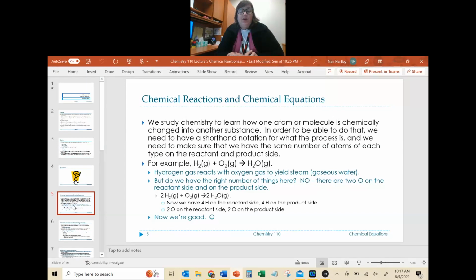So for example, we have H2 gas plus O2 gas going to H2O gas. Hydrogen gas reacts with oxygen gas to yield steam, gaseous water. But do we have the right number of things here? The answer is no, because it's not balanced. I have 2 oxygens on the reactant side, but only 1 on the product side. That means I need to do some fixing. The first thing I would do, if I were doing this myself, and I'm going to move this so I can show you my thought process here.